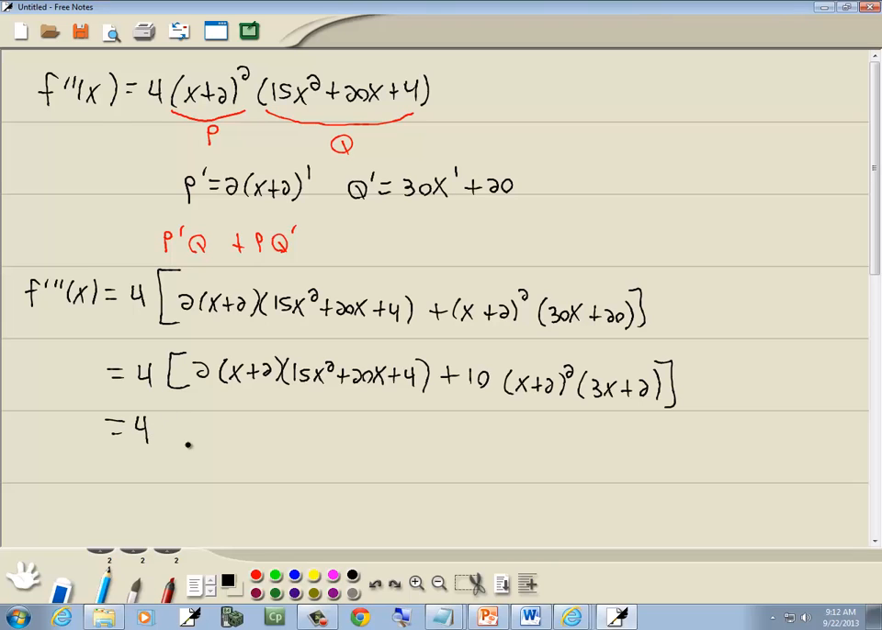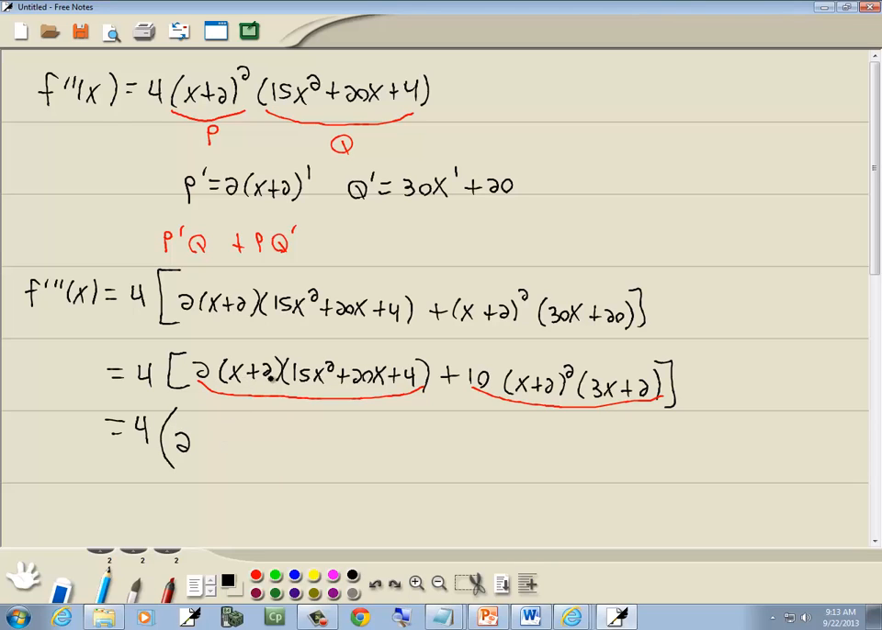Okay, now let's identify the groups. Here's a group, and here's a group. And again, the reason why is because everything's multiplication. This is 2 times x plus 2 times 15x squared plus 20x plus 4. This is 10 times x plus 2 squared times 3x plus 2. So I want to factor out, maybe I'll have big parentheses here. Factor out GCF. The 2 and 10, I can bring a 2 out. The largest number divides into both of them.